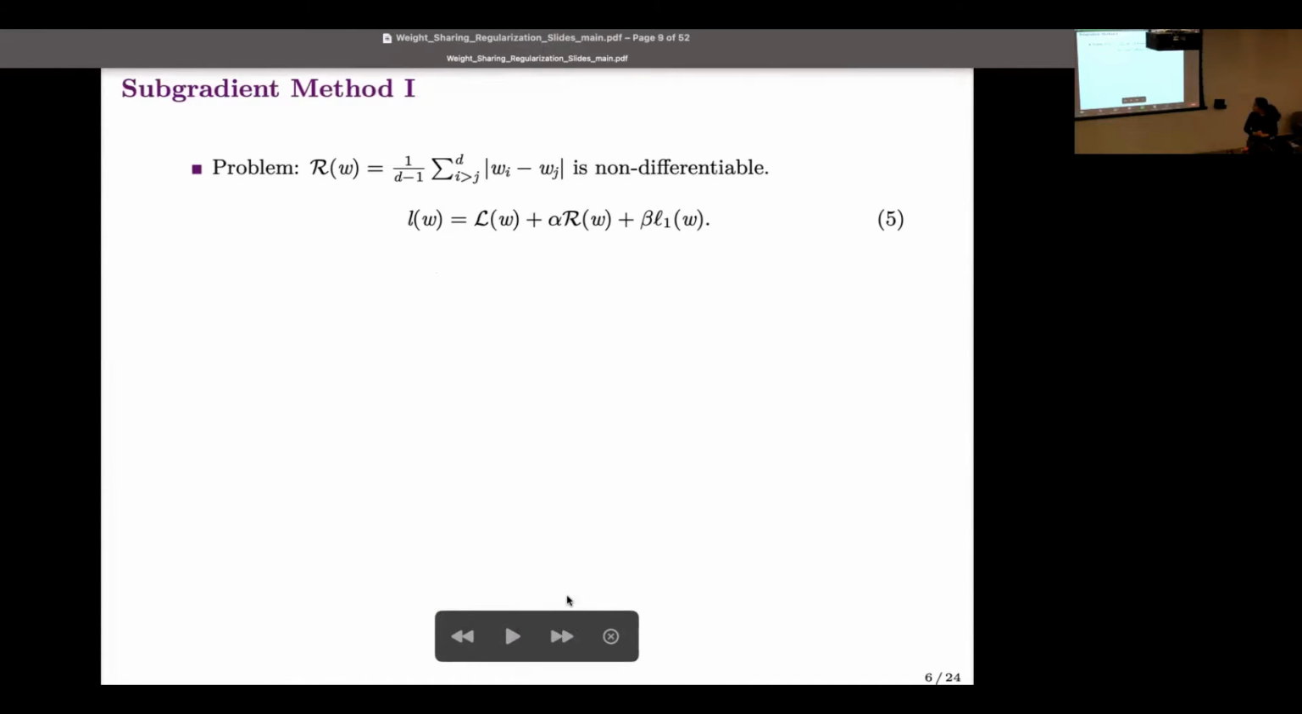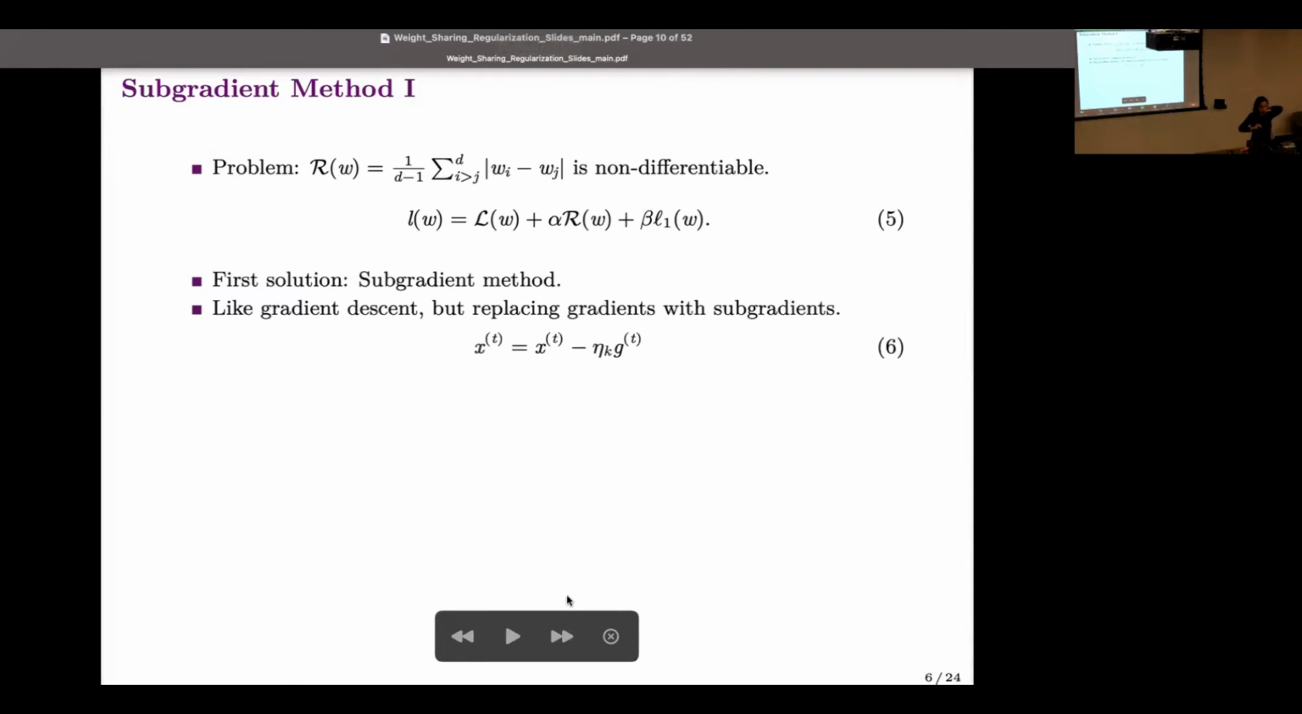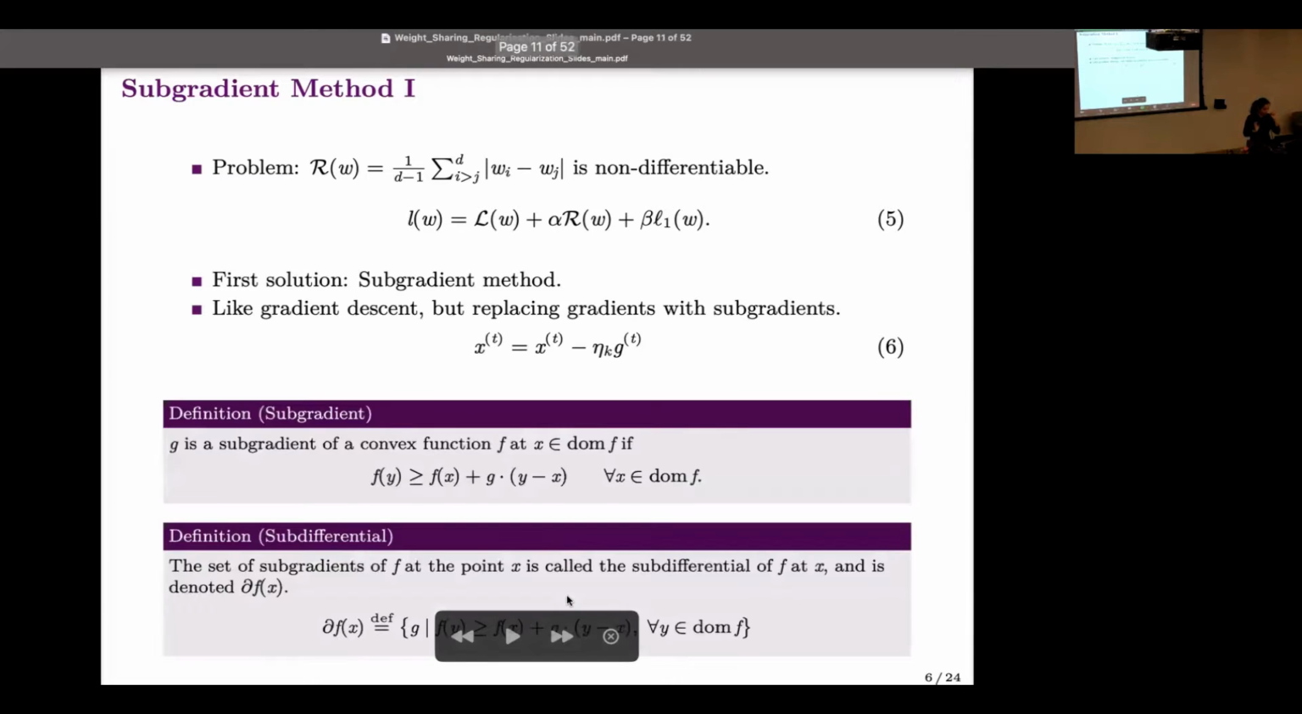But starting with this regularization term, there will be some problems. The first one is that it is non-differentiable. This L1 norm, this absolute value, makes the term non-differentiable. The first solution that optimizers think of is to solve it with the subgradient method. The subgradient method is like gradient descent, but it uses subgradients, which are a generalization of gradients for the non-differentiable case. We quickly see the definitions here. It's going to be useful for the rest of the talk too.